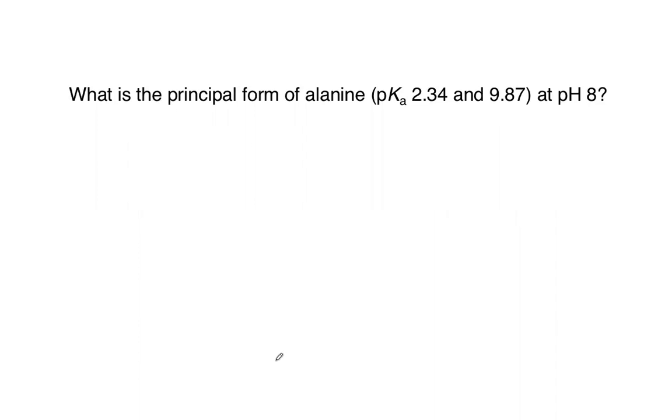So what is the principal form of alanine? Alanine is our amino acid. Remember, amino acids have 2 pKa's. They have one for the amine group, and they have one for the carboxyl group. And so we're asked, what is the principal form of alanine? The pKa's are given as 2.34, which would be for the carboxylic acid part, and 9.87, which would be for the amino part, at pH 8.